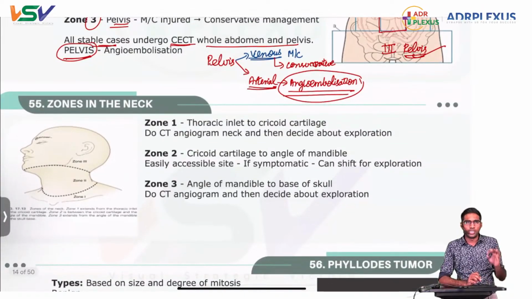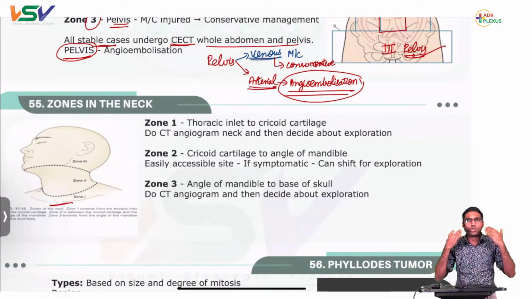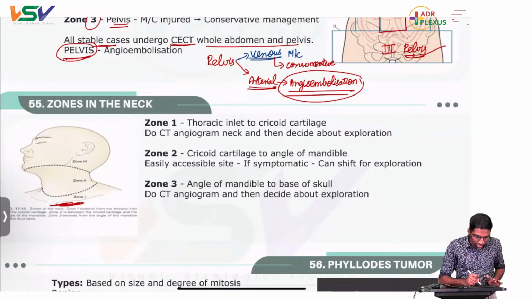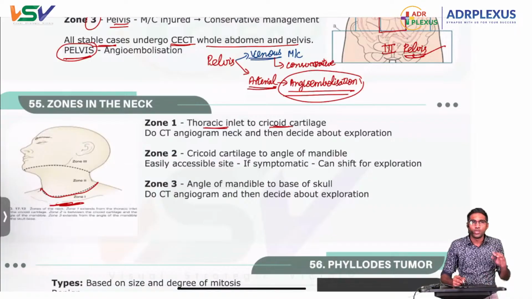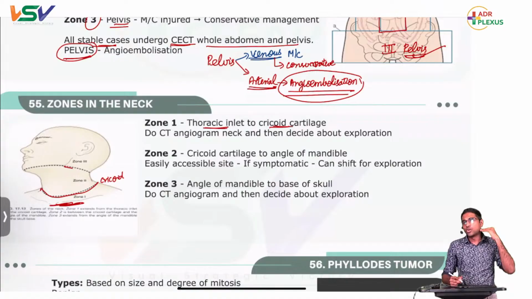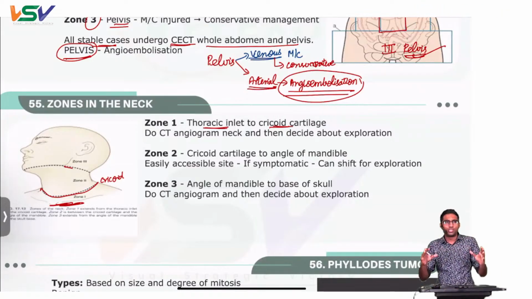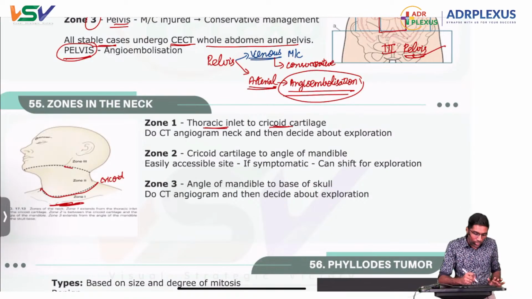Then zones in the neck, just like retroperitoneum, I will cover the important topics that you should remember. Zone 1, always go from below here. Zone 1 is from the thoracic inlet to the cricoid cartilage. Zone 2 is from the cricoid cartilage to the angle of mandible. And zone 3 is above this, from the angle of mandible to the skull base. So out of this, you can identify that zone 2 is the easily accessible site.